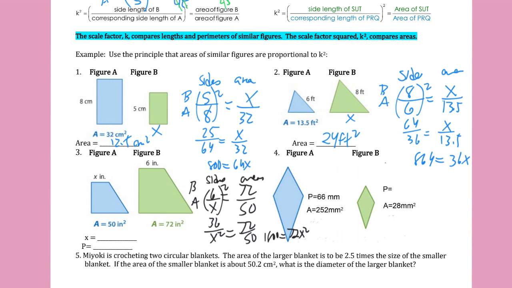Divide both sides by 72, and you get x squared is equal to 25. To get plain old x, you square root it. You get x is 5, and that would be 5 inches. Now, this perimeter is supposed to be on the next question, so sorry.